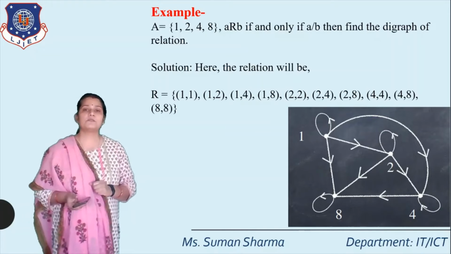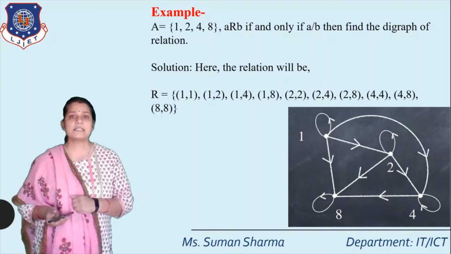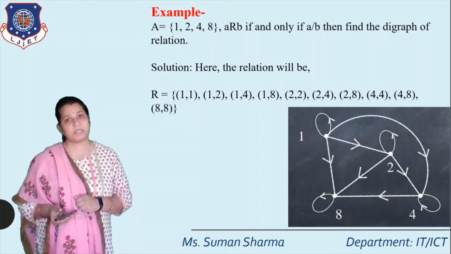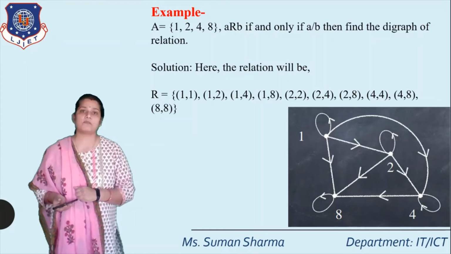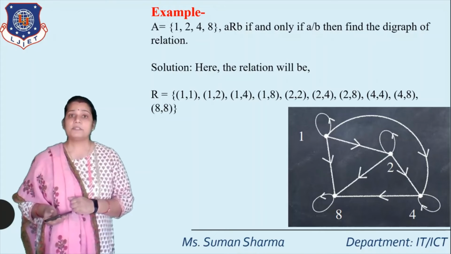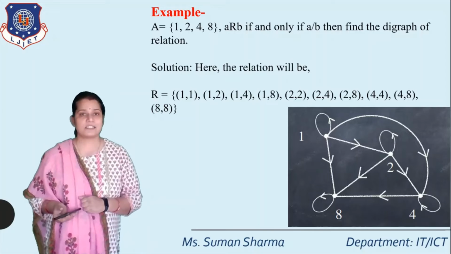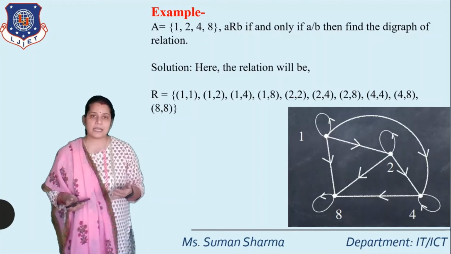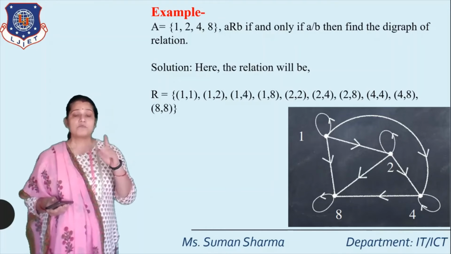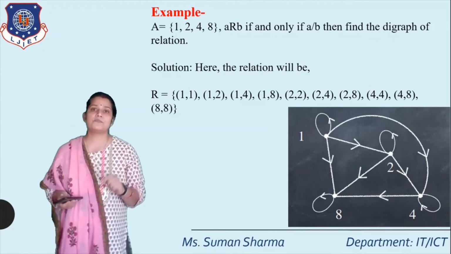Okay, A is equal to 1, 2, 4, 8, as given. And the relation is given by a is related to b if and only if a divides b. Okay, then the digraph of the relation. So always keep in mind, if we are given any question with a relation, first you write the relation. After that, you draw the digraph or directed graph. Okay. So what is the relation? The relation is a divides b.